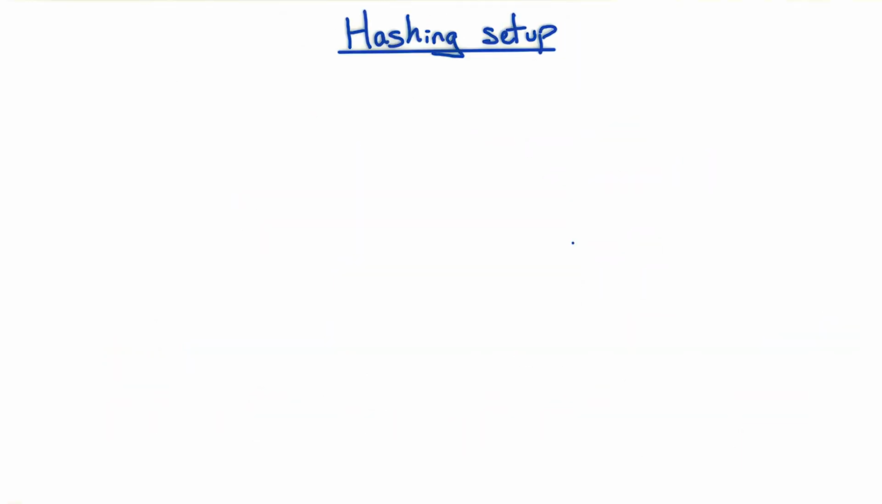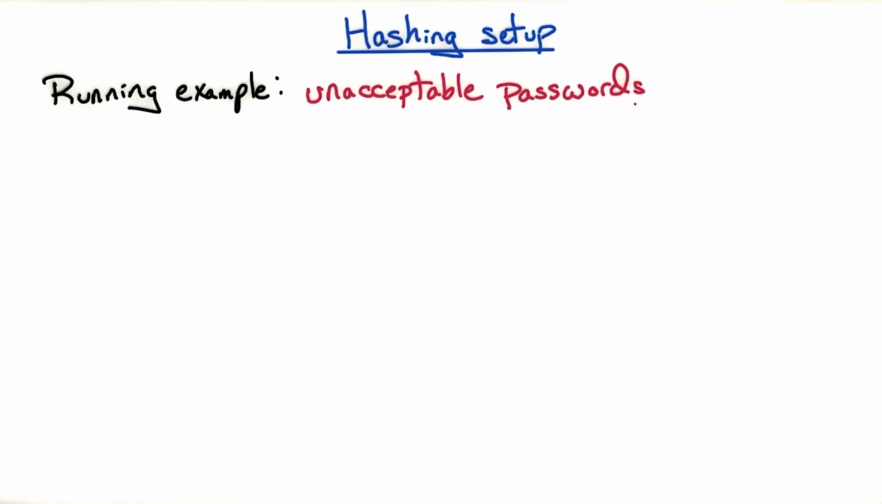Now let's turn our attention back to hashing, which is our main focus. It'll be useful to keep a running example in mind to motivate our various hashing schemes. The example we'll use is unacceptable passwords. We want to maintain a database of unacceptable passwords. For example, these might be words that are in the dictionary. Now the setting is that a user will enter a proposed password, and our system should quickly respond if that proposed password is acceptable or not. So we need to quickly check whether the proposed password is in the database of unacceptable passwords or not.